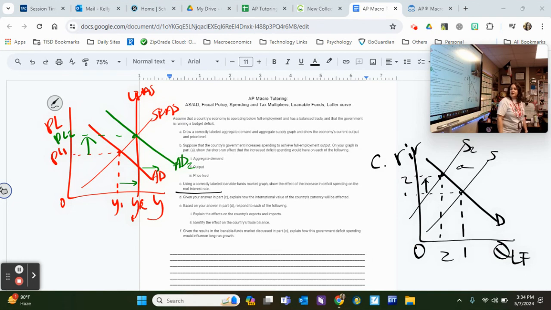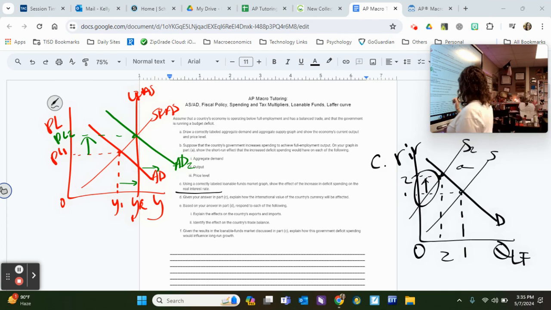All right, D. Given your answer in part C. The answer in part C was real interest rates went up. What happens to the international value of the currency? How's it going to be affected? Is the currency going to appreciate or depreciate with higher interest rates? Appreciate. Because you can't take out loans from a different country. They don't know who you are. So what do interest rates have to do with it? You can save your money in a different country. And where do you want to save your money? Where interest rates are higher, because you earn a higher return on your financial investments.